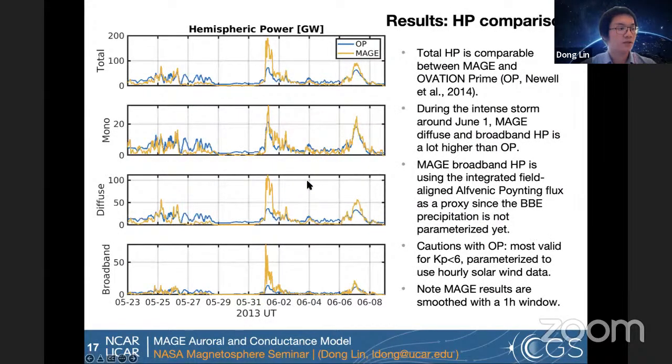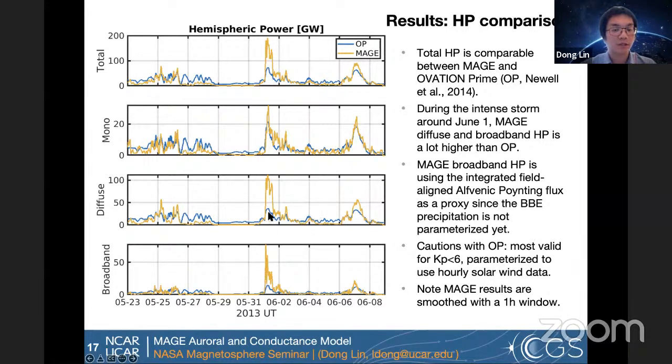Here's another effort trying to evaluate our model performance. We also compared the hemispheric power from the MIDGE model with those from the Ovation Prime empirical model. This is just the time series of the total power, and also when they are decomposed into the 3 components. Ovation Prime does provide separate contributions from the mono, diffuse, and broadband. So overall, it's also qualitatively consistent.